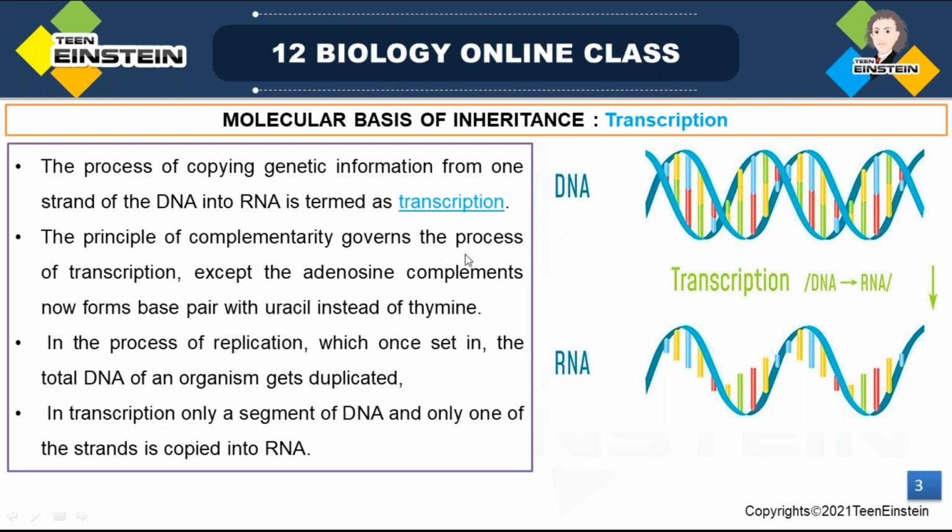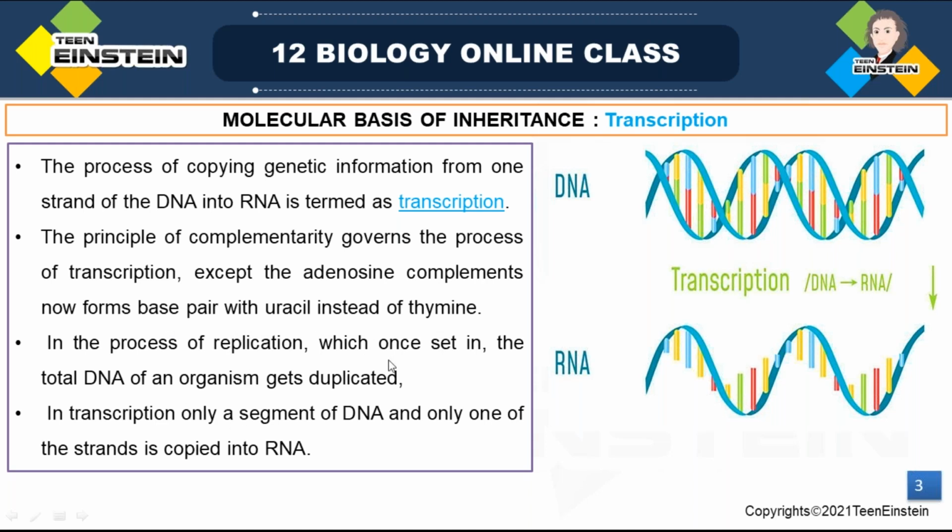Okay, the principle of complementarity governs the process of transcription. So what is the complementarity principle? Adenine pairs with thymine and guanine with cytosine. That is in the case of DNA. But what happens in the case of RNA? Instead of thymine, uracil will be present. So that forms base pairing. Adenine is pairing with uracil in RNA.